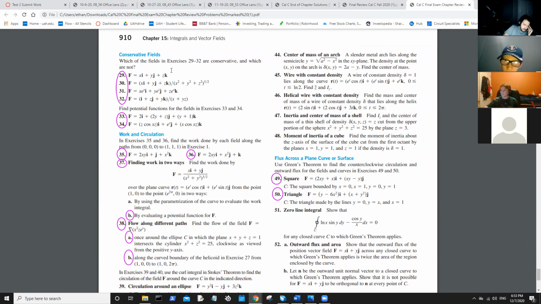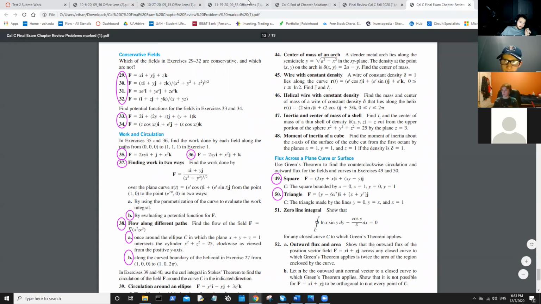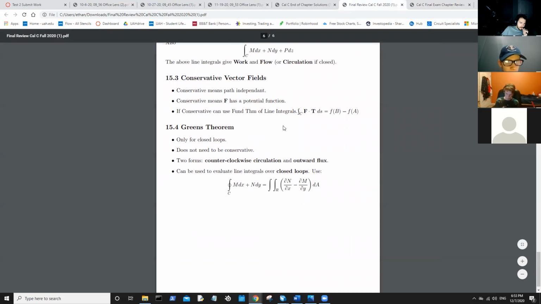F is equal to xi plus yj plus zk. So let's take a peek at his final review sheet and see. Conservative vector fields. Conservative means F has a potential function. If conservative, use the Fundamental Theorem of line integrals. So in order to test if this is conservative, we just do this? No, that's if it's conservative. How do we? Oh, we have to test for path independence. Is there a way to do this?